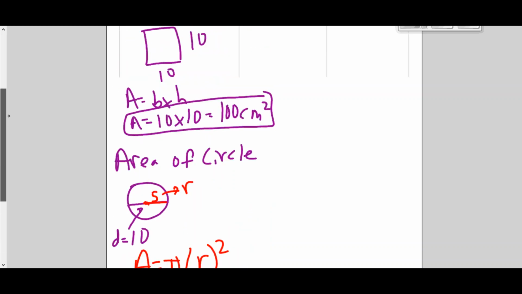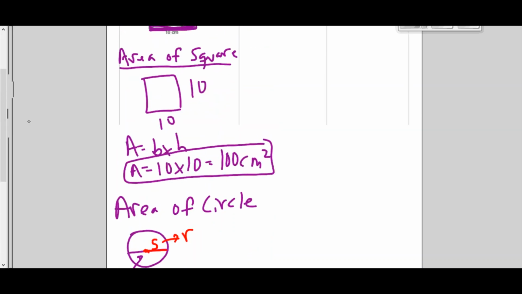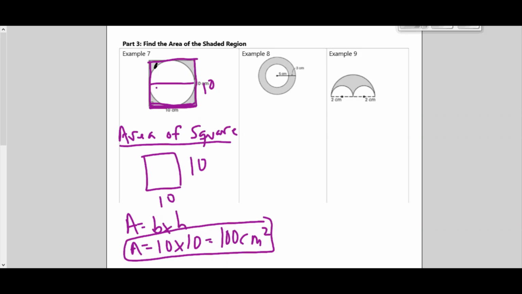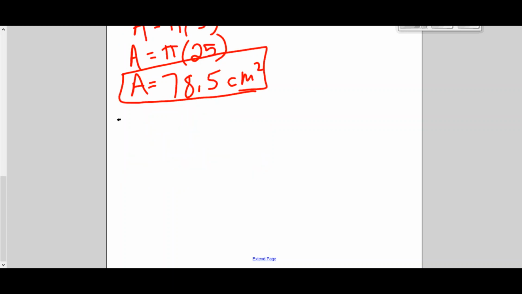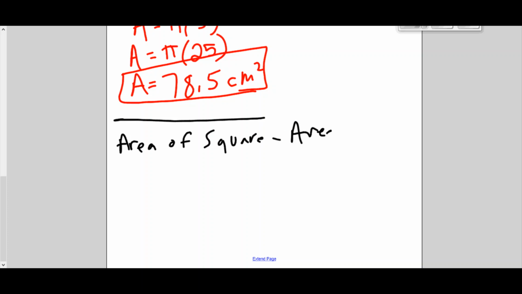So they want, what's the area of the shaded part? So the part that I'm highlighting in black, what's the area of that part? To figure that out, I'm going to take the area of the square and I'm going to subtract off the white part. The white part is the circle. So I'm going to subtract off the area of the circle. So this time I'm going to subtract. So area of square minus area of circle.